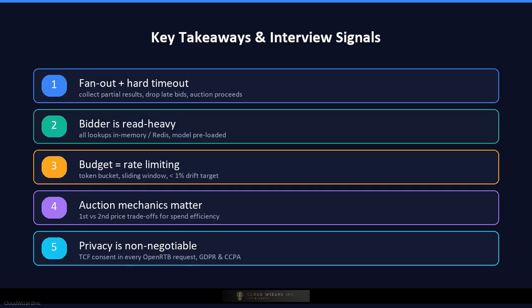Fourth, the choice between first price and second price auction mechanics has significant business implications for both advertiser spend efficiency and publisher yield, so be ready to discuss both. Fifth, data privacy compliance is non-negotiable. OpenRTB bid requests carry TCF consent strings, and your system must propagate and honor them for GDPR and CCPA compliance. If you can walk through this system with these 5 points, you will demonstrate strong senior-level thinking on one of the hardest real-time system design problems in the industry.